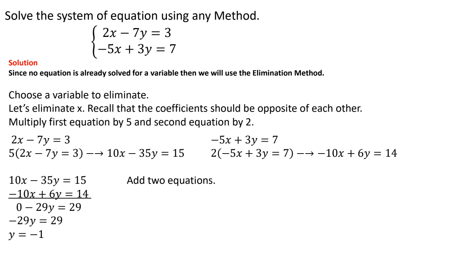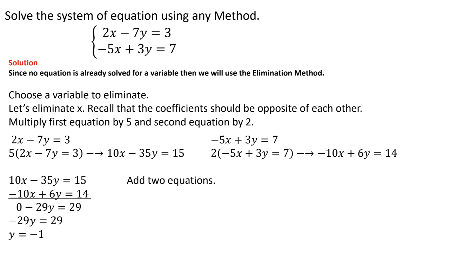we see here 10x minus 10x gives me 0. I just eliminated the x value. And then let's add the y. Minus 35y plus 6y will give me a negative 29y. And 15 plus 14 is 29. So to solve for y, I'm going to divide by a negative 29 on both sides. So y is equal to negative 1.